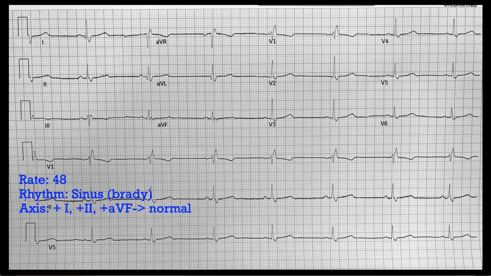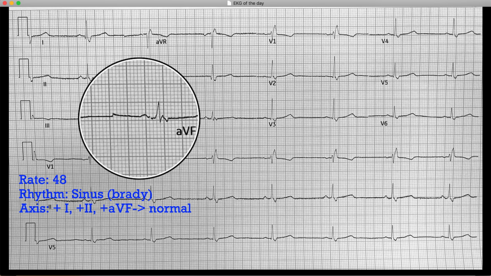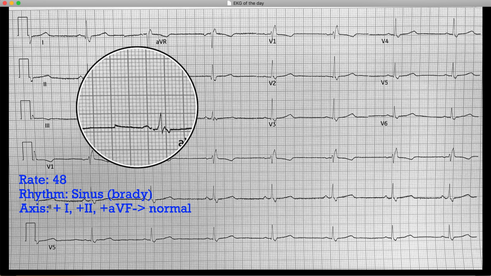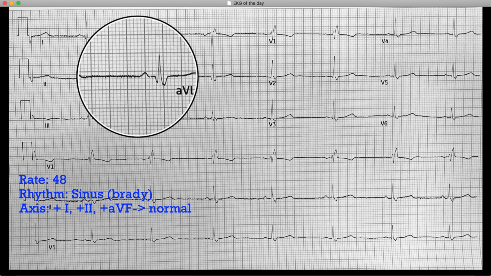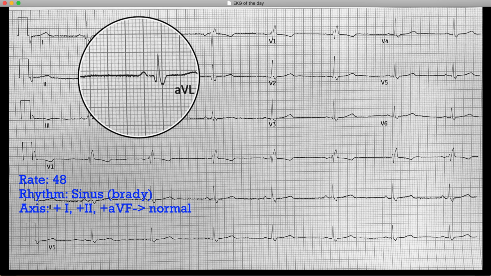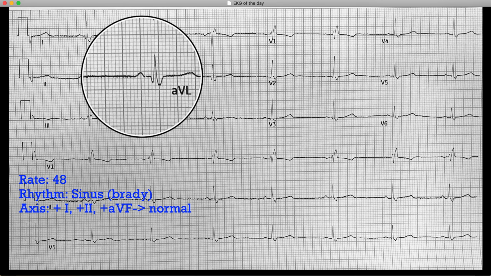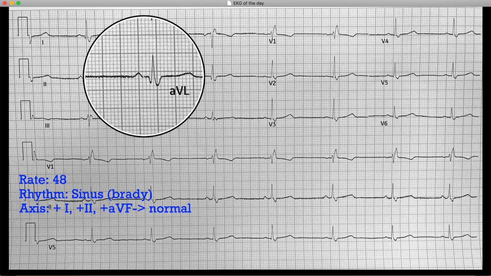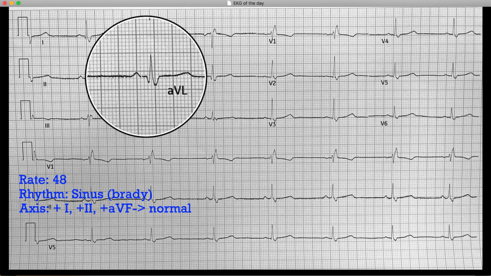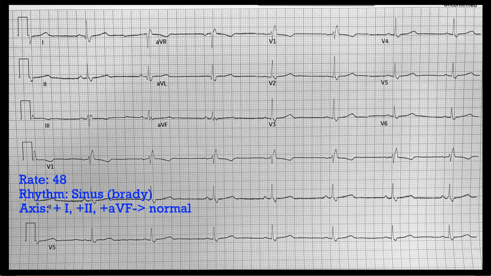Rate, rhythm, axis, intervals. Let's run through the intervals real quick. Start with the PR interval because that's just the way that I like to do it. If we try to find a clear P wave and then see if it finishes by the time we get to 5 little boxes or 1 big box, looks like it starts kind of right there. So there's 1, 2, 3, 4. Looks like it finishes underneath the space of 1 big box. So this is probably a normal PR interval. Again, we could actually calculate the time, but we don't need to necessarily.